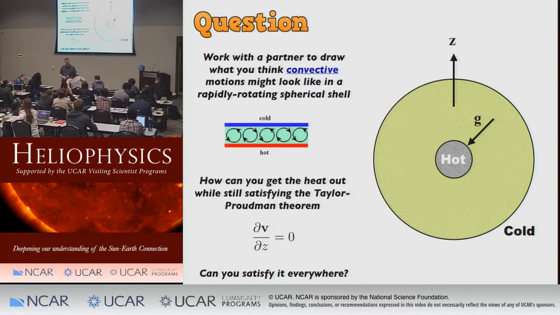Yeah, so it helps if you've seen this before, but it might help to think about this picture of hot fluid going up, cold fluid going down.